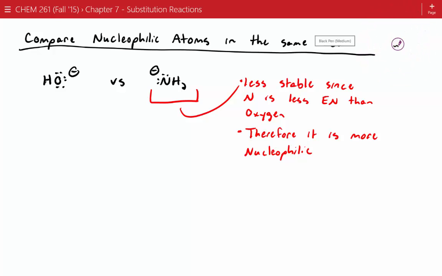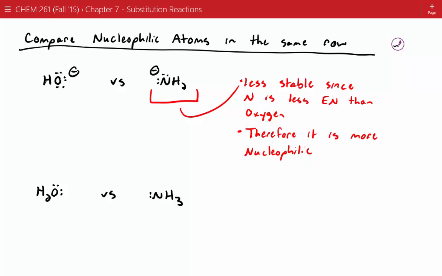Let's do a different comparison. Closely related. Let's do water versus ammonia. Which one's less stable? Which is more willing to participate in a nucleophilic attack? Oh man, this is a little bit tricky. It's not directly related to basicity. Basicity is looking at Gibbs free energy change. We're looking at activation energy.